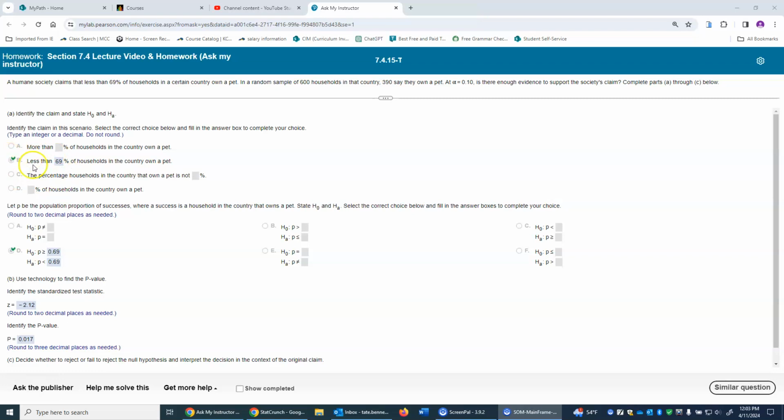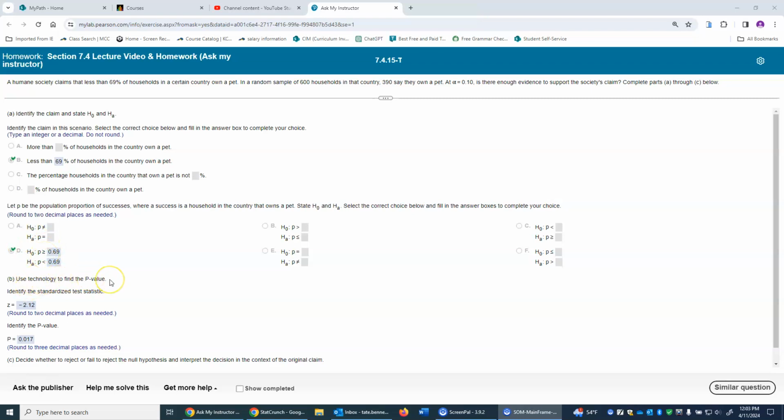So that it's less than, so that's going to make it the alternative hypothesis. And so the alternative is p is less than 0.69. And then the null hypothesis is always the complement, the opposite of less than, which is greater than or equal. So it looks like you worked that part out pretty well.